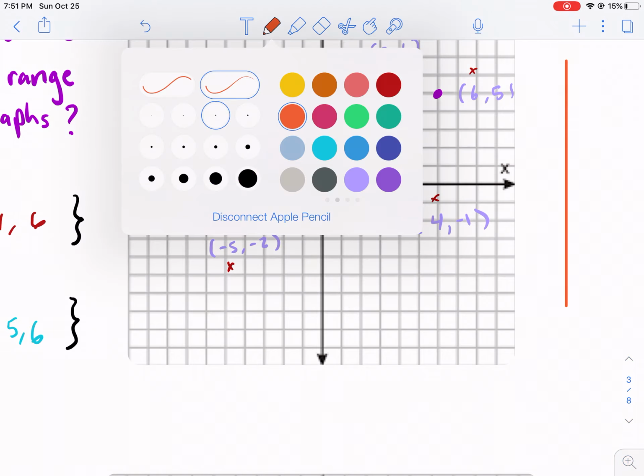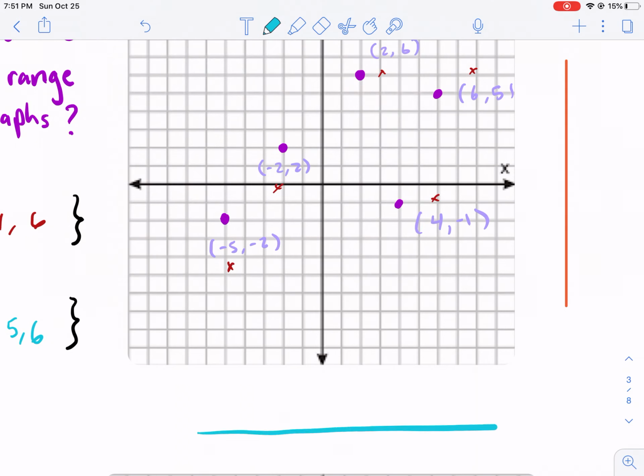Now, with our range, it's different. We're talking about the lowest point to the highest point. Okay, so let me lock that in there. So we're talking about our lowest point, and you have to be able to identify this. Our lowest point is -2 for the y. And then we had -1, then we had 2, then we had 5, and then we had 6.